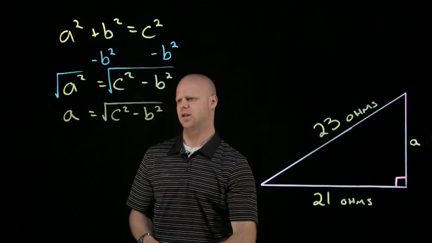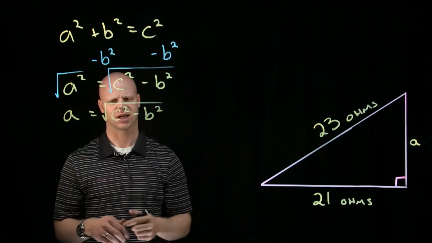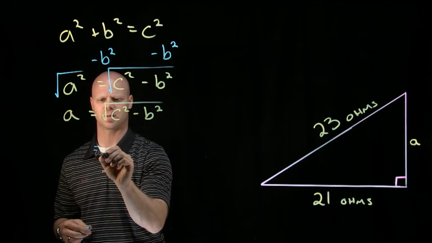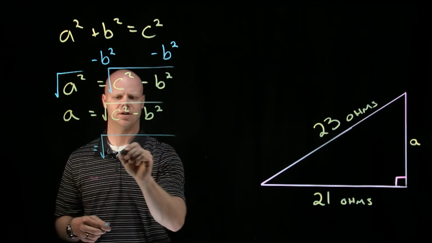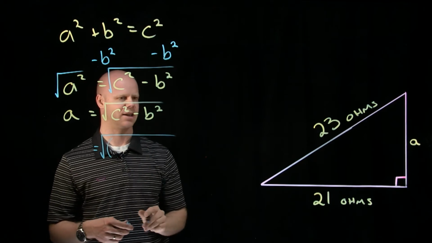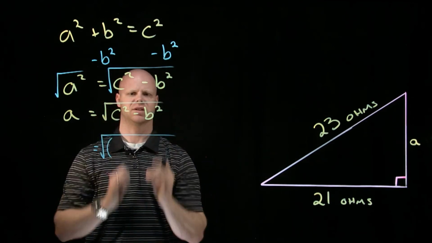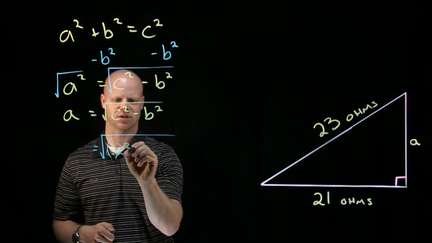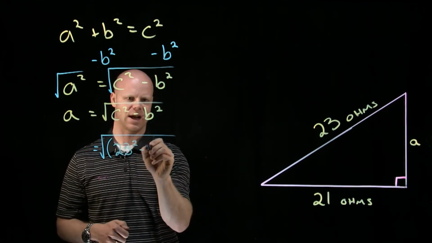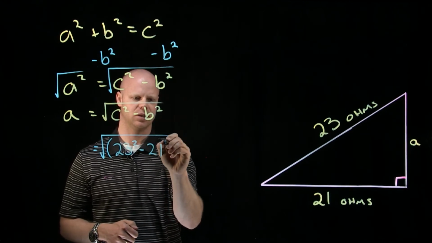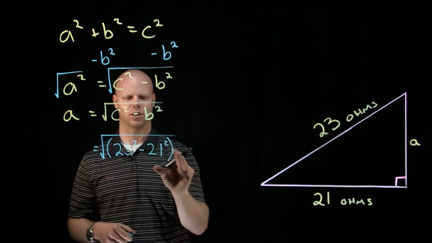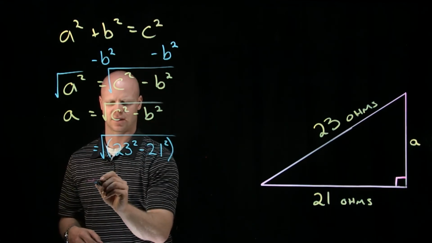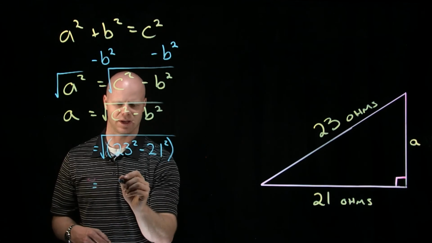Now when I substitute these values, it's actually pretty important in this next step, if you're going to do this all in one step in your calculator, that this goes into your calculator properly. So the square root, and I would encourage you to put a bracket here so your calculator knows that you want to do this entire function and then square root it, will be the hypotenuse, which is 23 squared, subtract the base, which is 21 squared, and then you close the bracket. Now your calculator knows that you want to do that entire function.